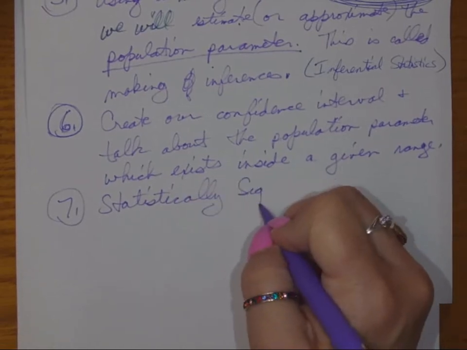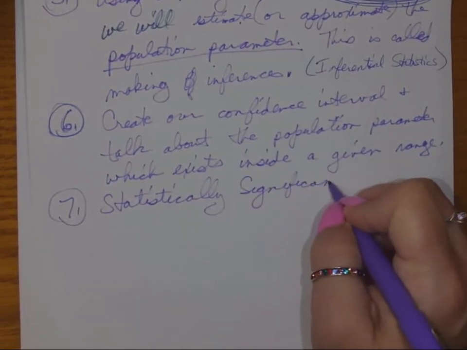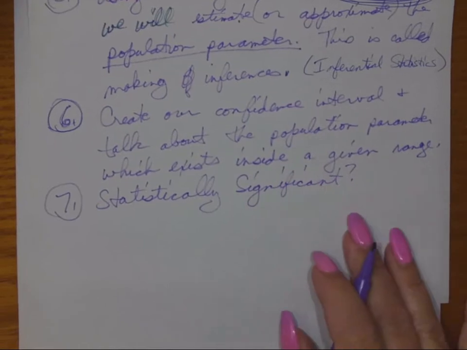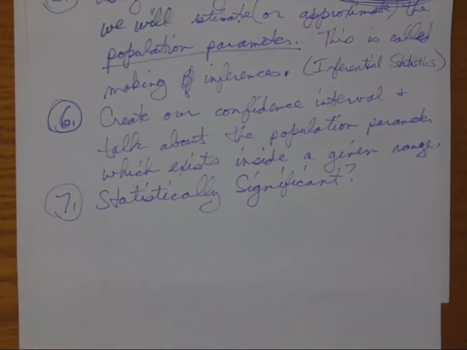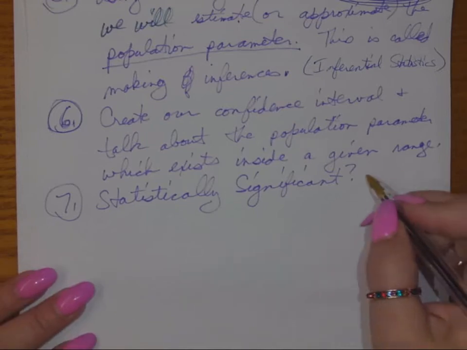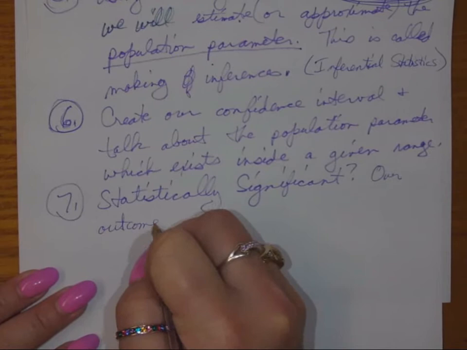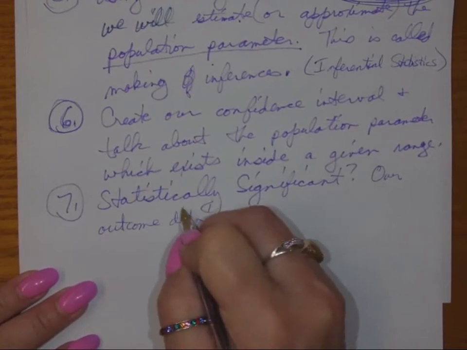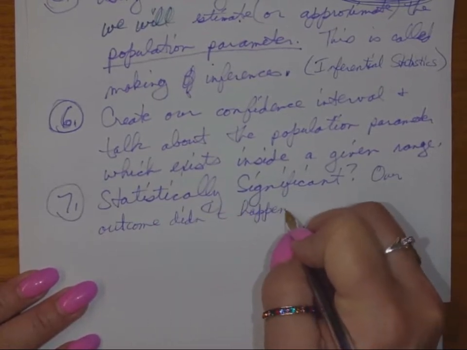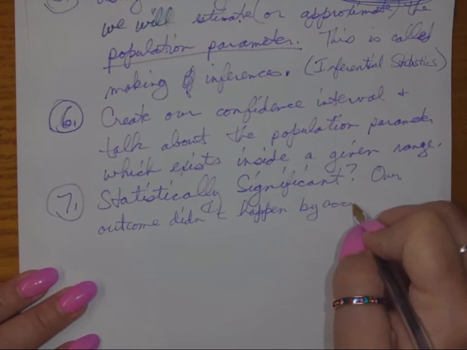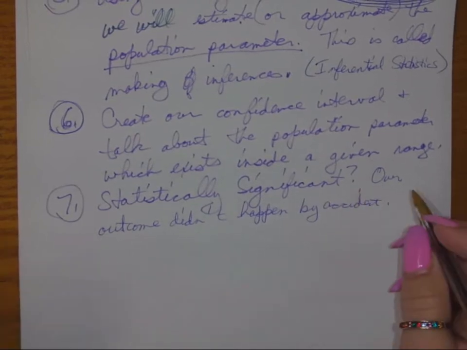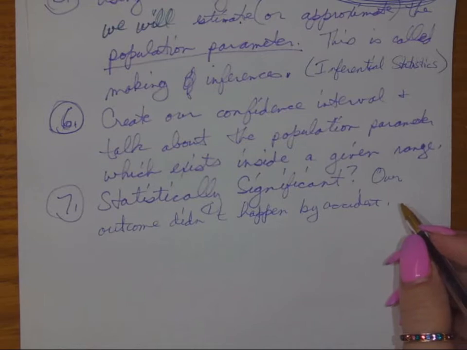Statistically significant. Okay, so what does that mean? How do we know if something is statistically significant? Well, what we're saying when we say it's statistically significant is that our outcome didn't happen by accident. Okay, whatever just happened was on purpose.